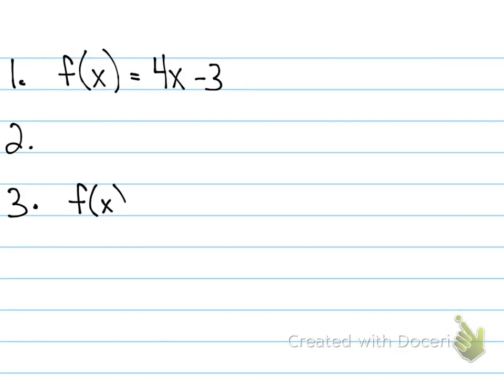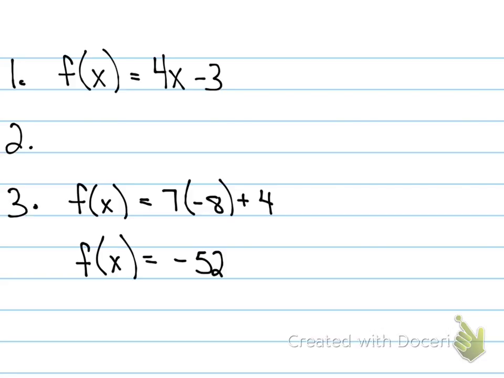So on number 3, f of x equals negative 7 times negative 8 plus 4. Did you get negative 52? Okay, you should have. Wait, I got negative 54. All right, now, well, that's not right. Negative 56 plus 4 is negative 52.